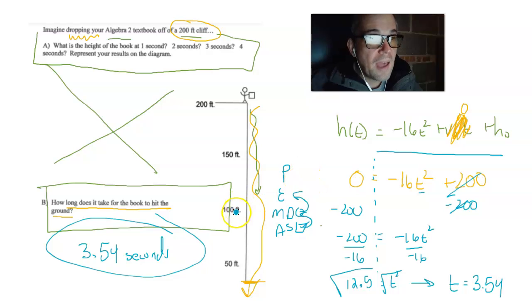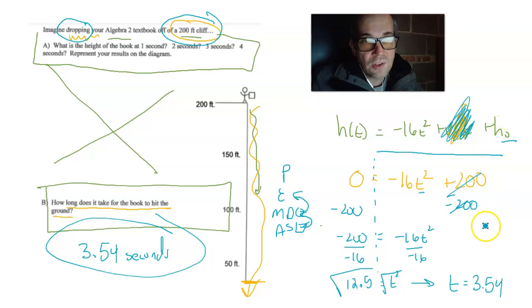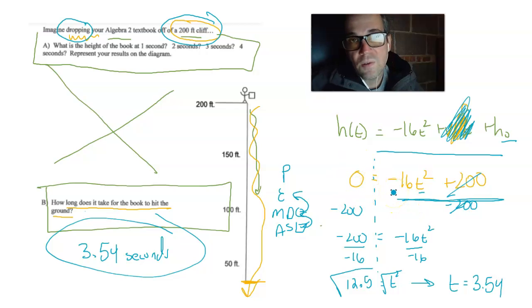I hope what you can see is it's a very straightforward application of stuff we've been practicing. We're going to be on the lookout for the phrase dropped. When we see the phrase dropped, we know that the v sub 0 portion of the equation is going to go away. We're going to look for a starting height and put that in for the h sub 0. And when we're trying to figure out how long it takes to hit the ground, we take whatever expression we have, set it equal to 0, and use all those skills to solve it.